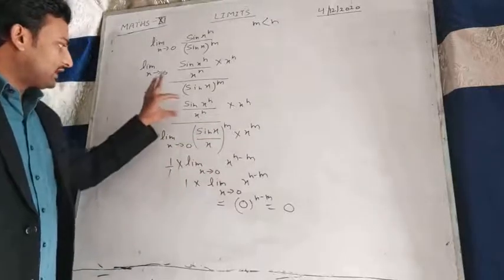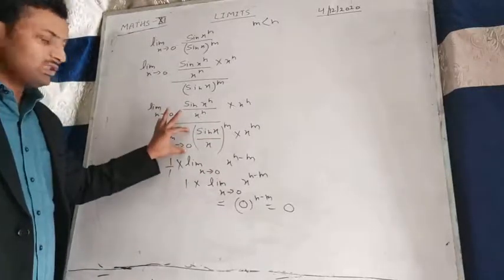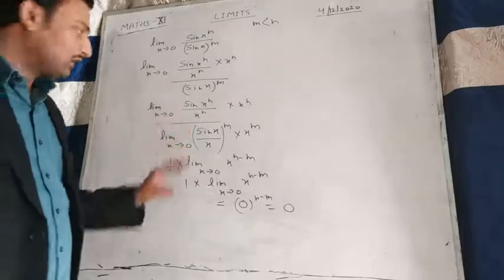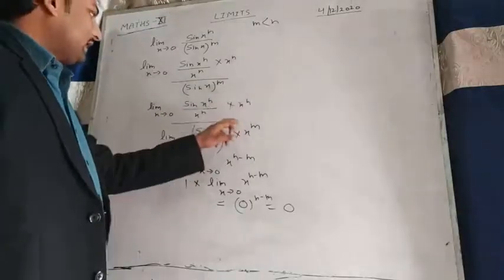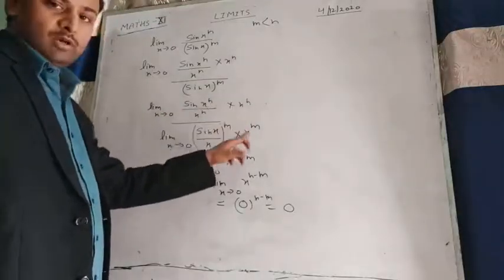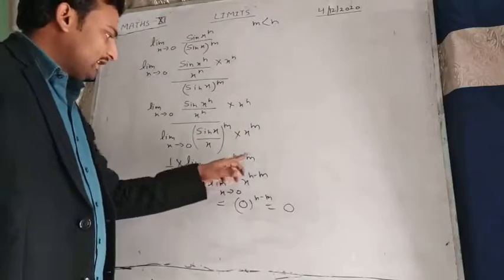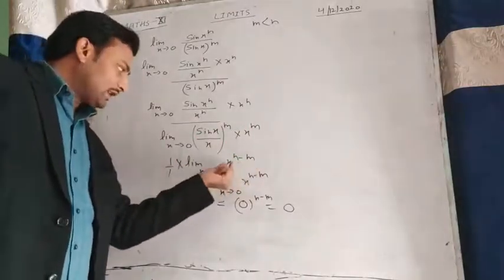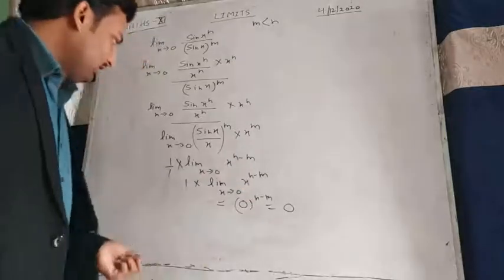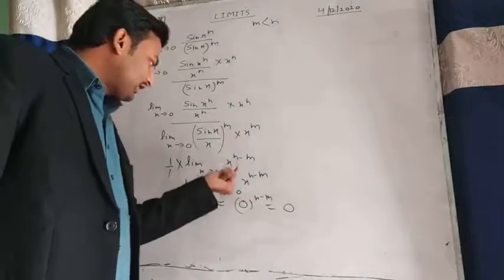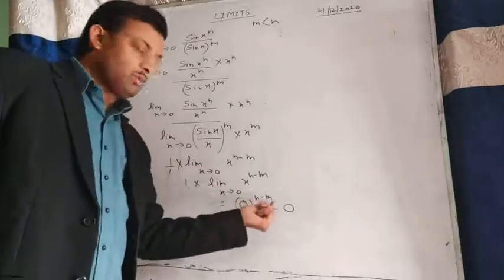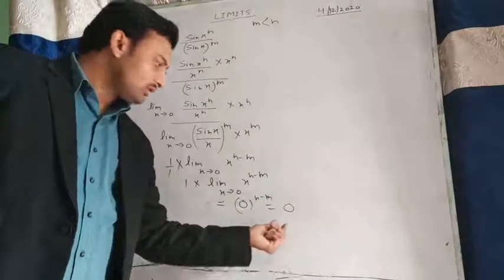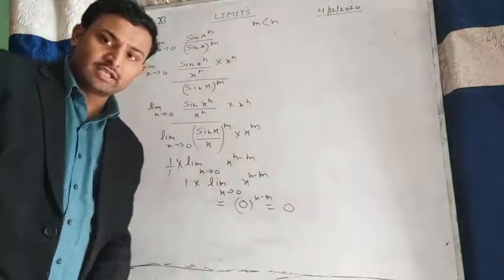And students, we are seeing that this part is 1 and this part is 1, because these are standard results. So we can write a^m by a^n as a^(n minus m). So we write x^(n minus m). Now when we put the limit x is 0, we get 0 to the power n minus m, which is equal to 0. I hope you understand, students.